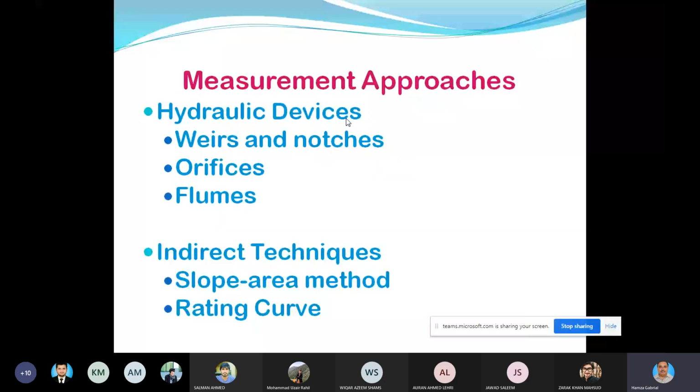Then, as we discussed, we can use the hydraulic devices. We can use weirs, notches, orifices, flumes, and there are some indirect techniques as well. We can use the slope area method or the rating curve.